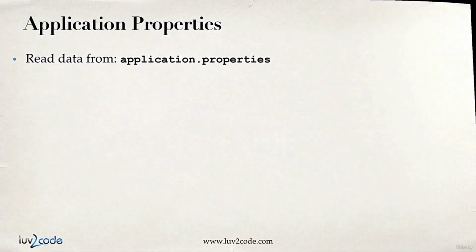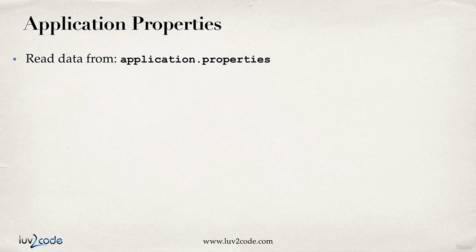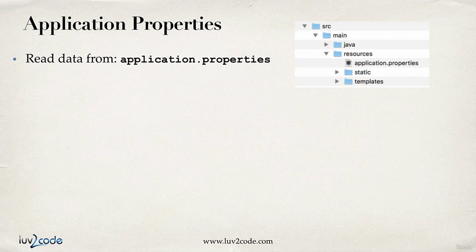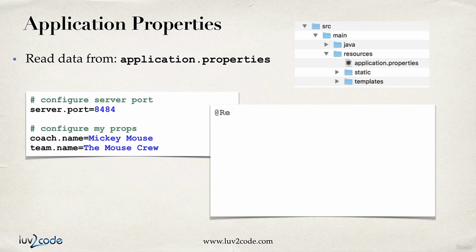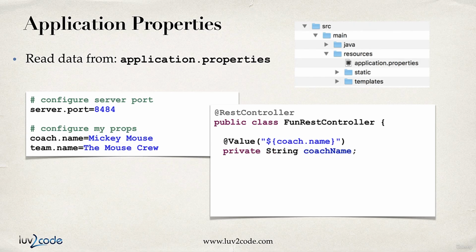Now, how would you read some data from that application.properties file? We know it's under src/main/resources, and I put my own custom properties in there. Here I have coach.name, and I also have team.name. Then I can read this or use it in my REST controller by making use of injection. So here's my fun REST controller. I make use of @Value, and I give a $ and curly brace, and then the actual property name here.